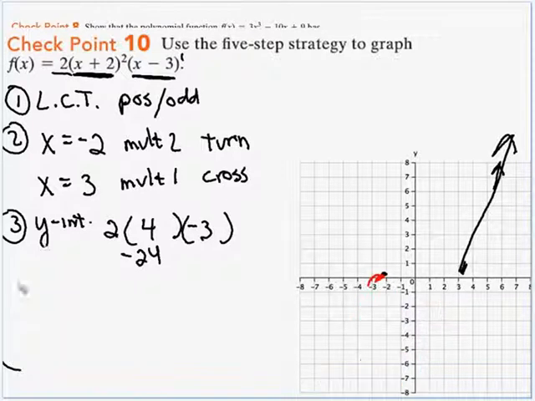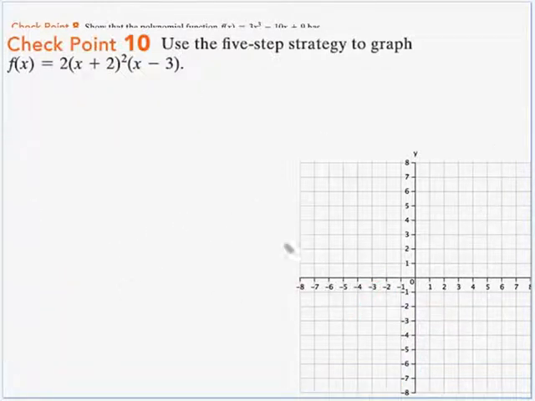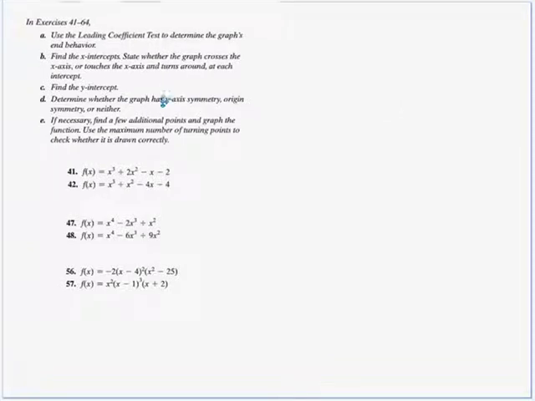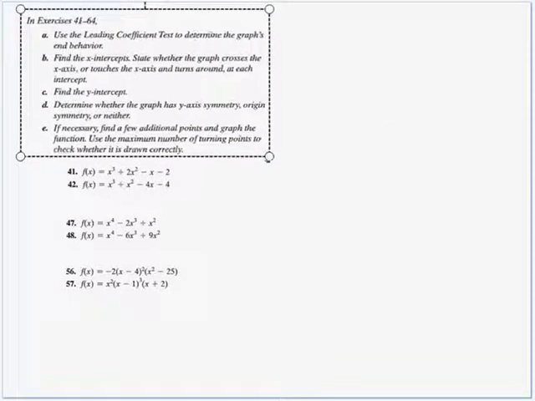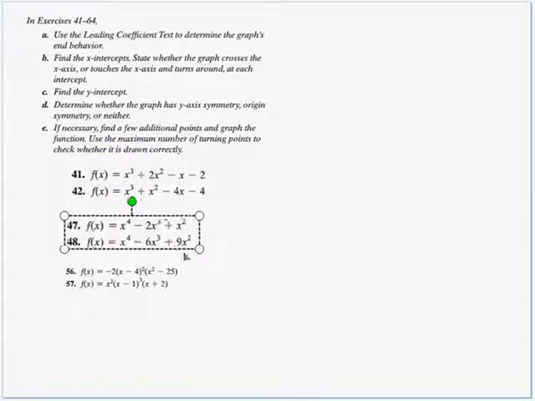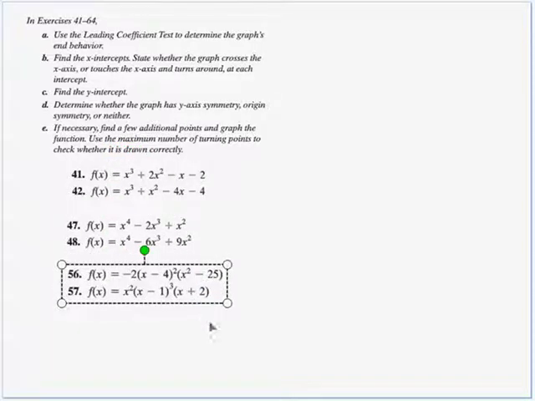Alrighty, that was fun. To have more fun at home, right there, page 361, got a half a dozen of these polynomials. Probably most of them you've got to graph. Just follow right along with the examples and the huddle problems. If you don't have your book with you, here are the directions, and then here are the problems. You can just pause the video and copy those down. So enjoy, and I'll see you in class.